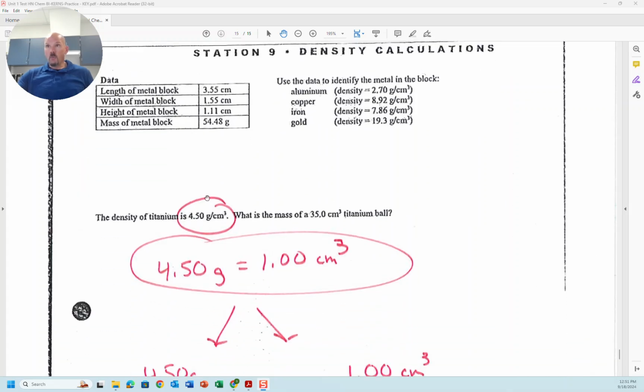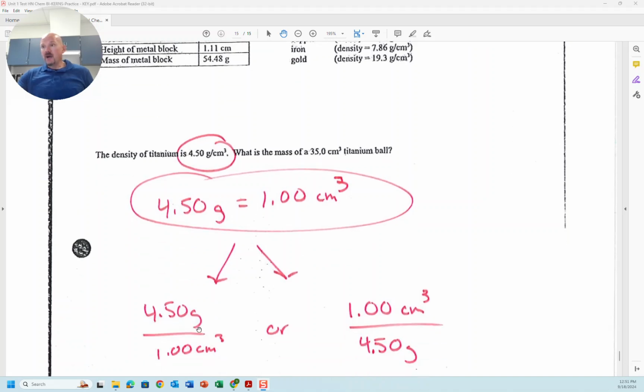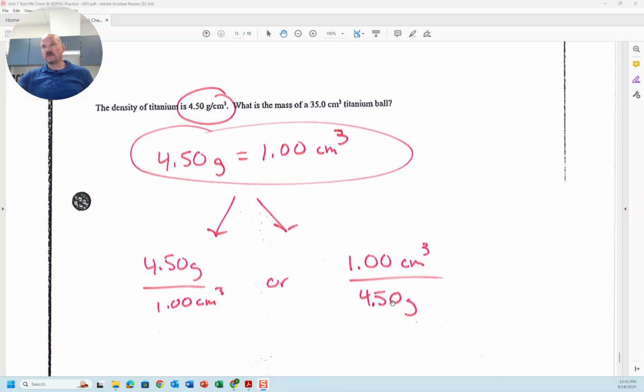So again, what we did there was look at the density, interpret it as an equality, and now these are the 2 ratios, these are the 2 conversion factors that I get from that density. So given the density, I know that that equals that, and then anytime I have an equality, I could say 4.5 grams over 1 centimeter cubed, or I could say 1 centimeter cubed over 4.5 grams. So what if I was given mass and I wanted the volume?